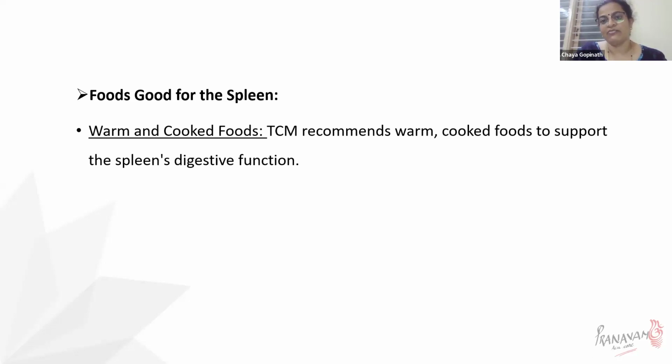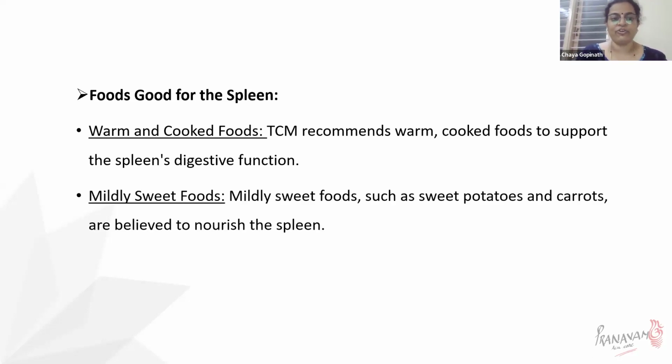What are the foods that come under stale foods? Dead foods that we discussed in the last class, with preservatives, a lot of chemicals, a lot of salt, a lot of sugar. They are all not good for your spleen function, right? So warm, cooked foods are excellent for your spleen.